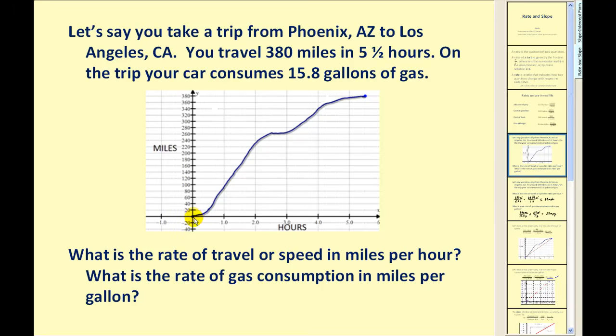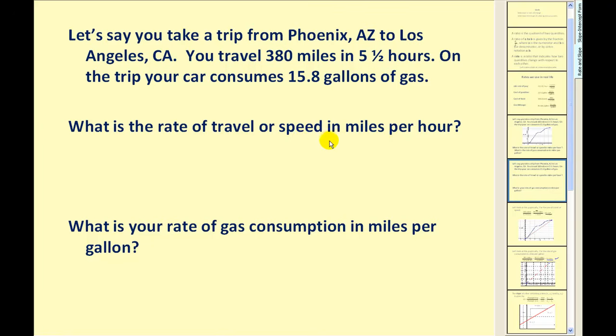We can see here the rate of change of the miles with respect to time is not consistent. You can see here at the beginning it starts off at a slower rate, then you have a fairly consistent rate here, and then somewhere in the middle it looks like the time is passing but the distance is not changing. This may be where you stop for gas or pulled off the road at a rest stop. What we want to be able to do is find the rate of travel or speed in miles per hour. We also want to find the rate of gas consumption in miles per gallon.